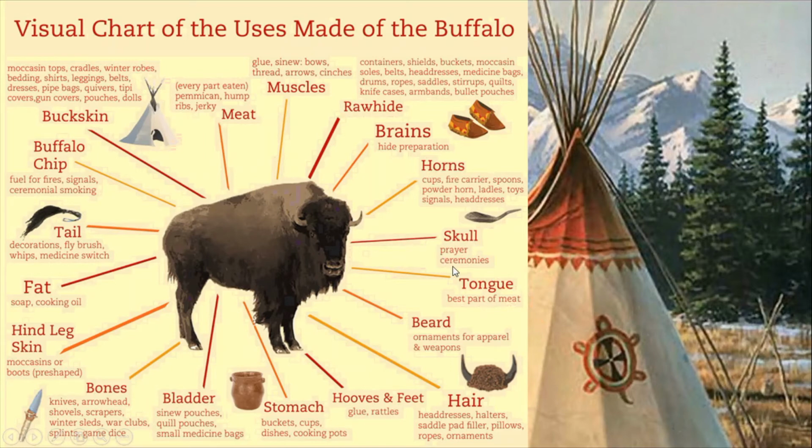So they would use it for different parts of the ceremonies and as headdress. And then the horns, which are actually hollow, they used those for cups, to carry fire, as spoons, as a powder horn, which means, when they used a gun, they would put the powder in there and hold that for the gunpowder. They would use the horns as ladles, toys, signals, meaning like, when you blow into a horn, it goes boom, and headdresses. They even used the brain.